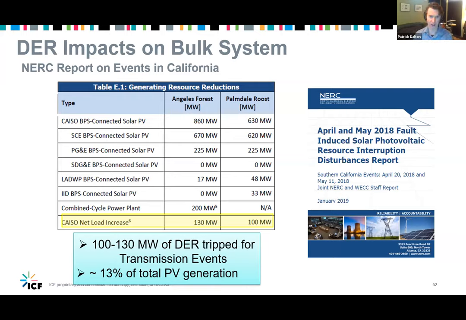This was really the first time that there was an appreciable measure of the amount of DER that tripped: 130 megawatts in the first event, 100 megawatts in the second event. I think people suspected that DER was tripping during some of these events, but it wasn't quantified in the past. What we're looking at here is over 10% of the total PV generation that tripped was on distribution. As we play this out further in time, I think we can see that DER has the potential to really affect system reliability and stability.